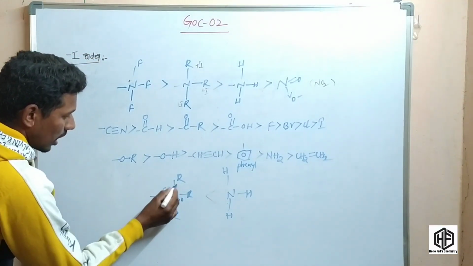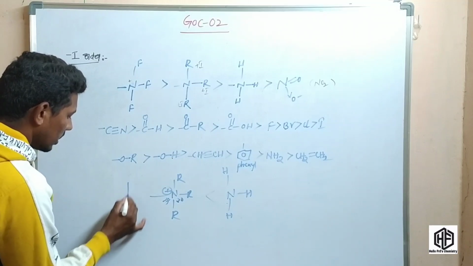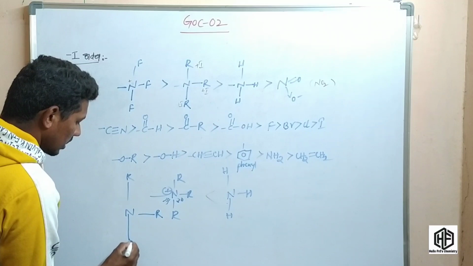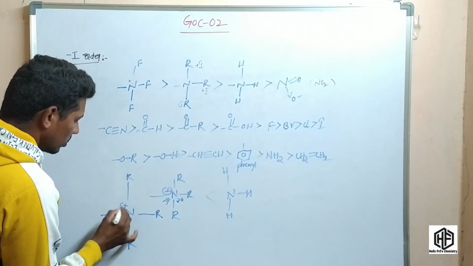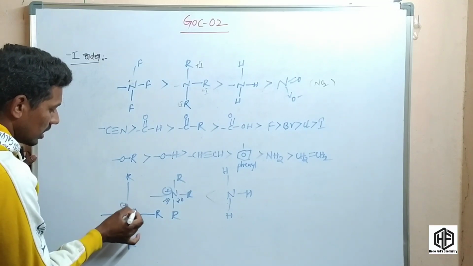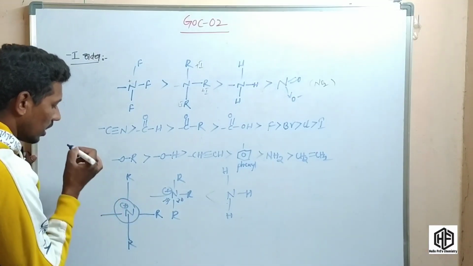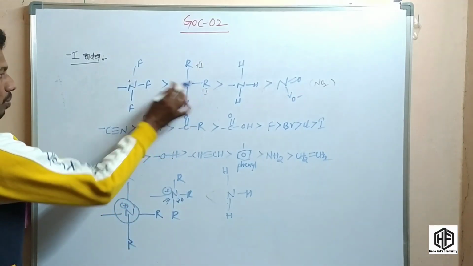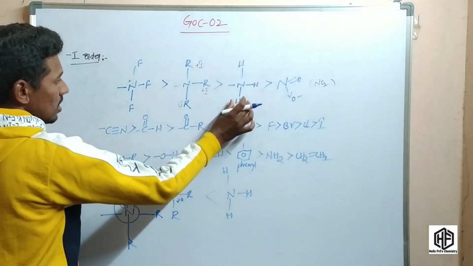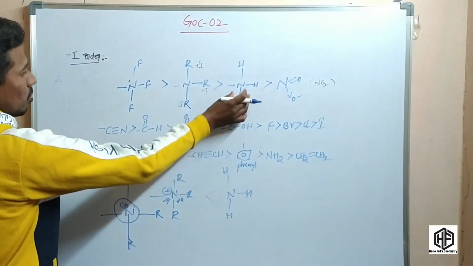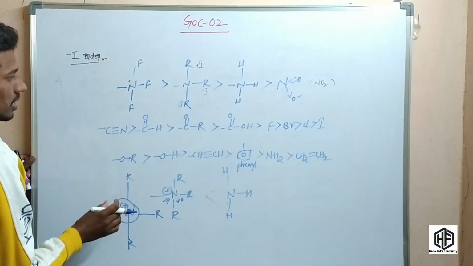When bulky alkyl groups are present, the bond distance increases. Whenever bond distance increases, the electron density of nitrogen automatically decreases. It is a more minus I order, or a less minus I order. Actually, in general, it has a more minus I order, it has a less minus I order.